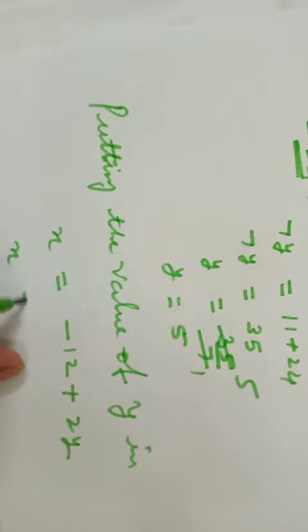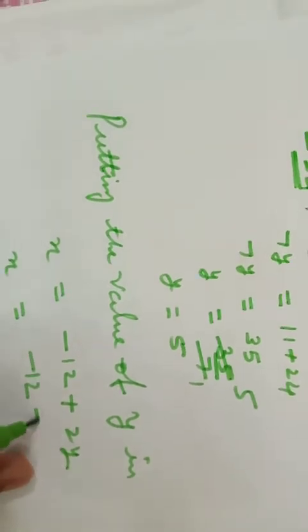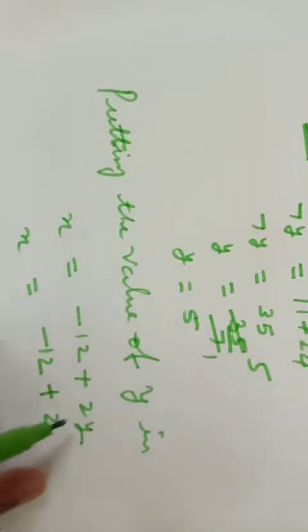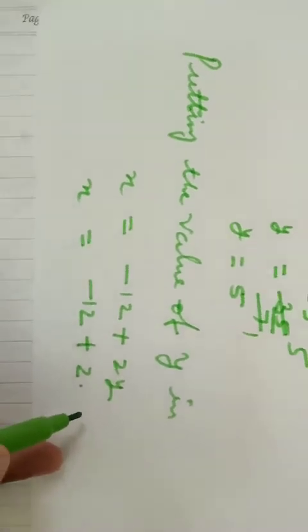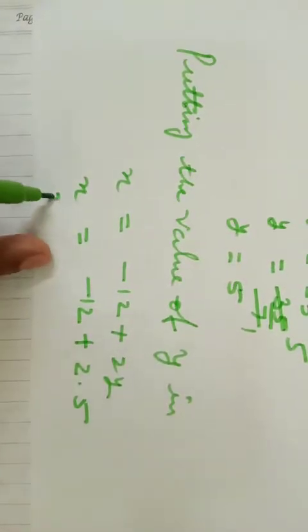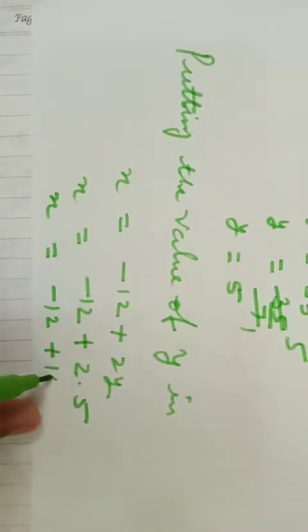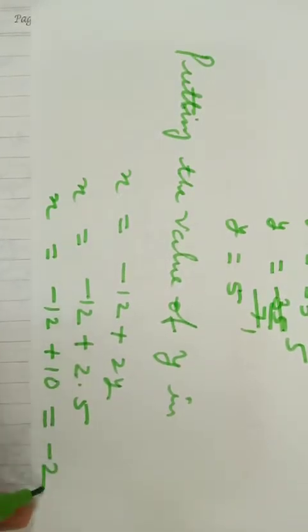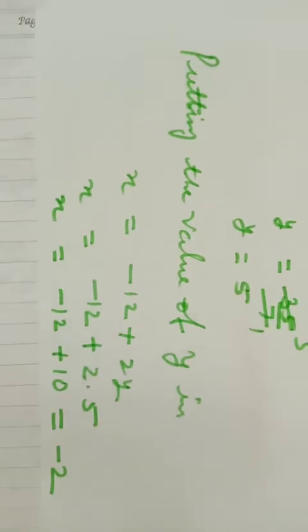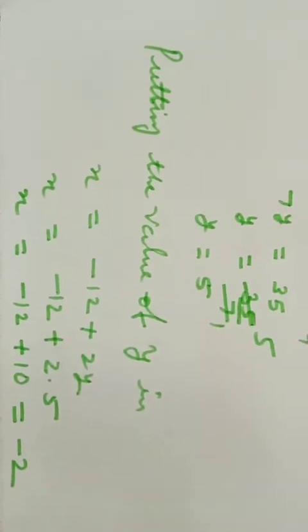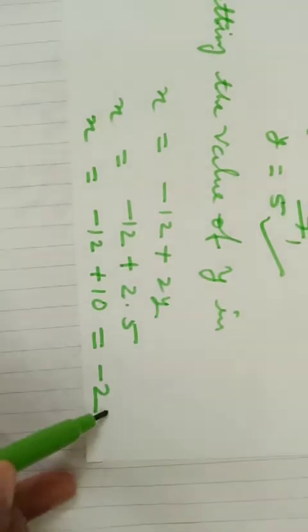So x is equal to minus 12 plus 2 into y. What is the value of y here? 5. So x is equal to minus 12 plus 2 times 5, which is 10. The value is minus 2. It means we got the value of x and y here. Value of y is 5 and value of x is minus 2.